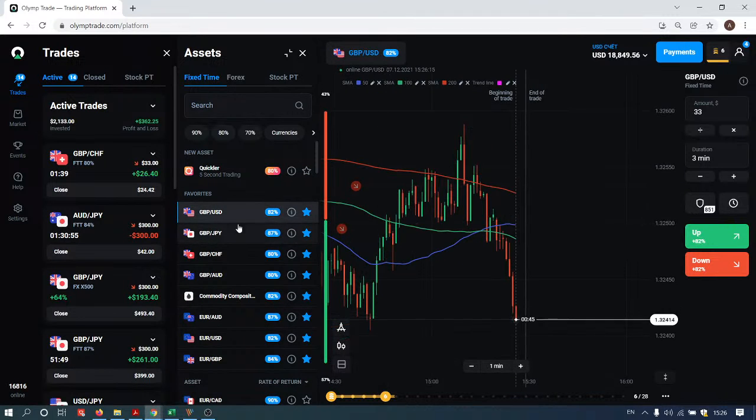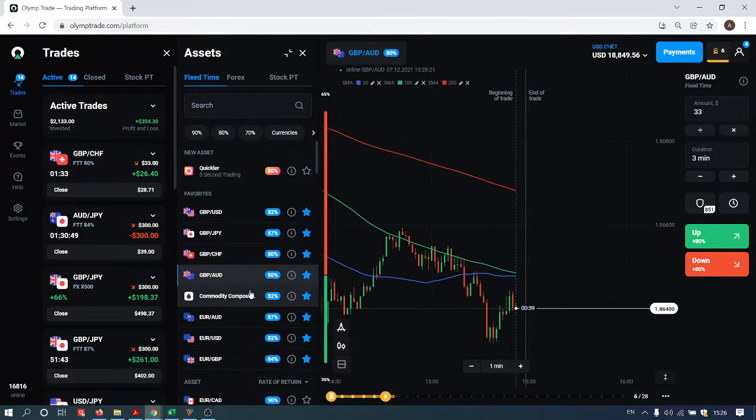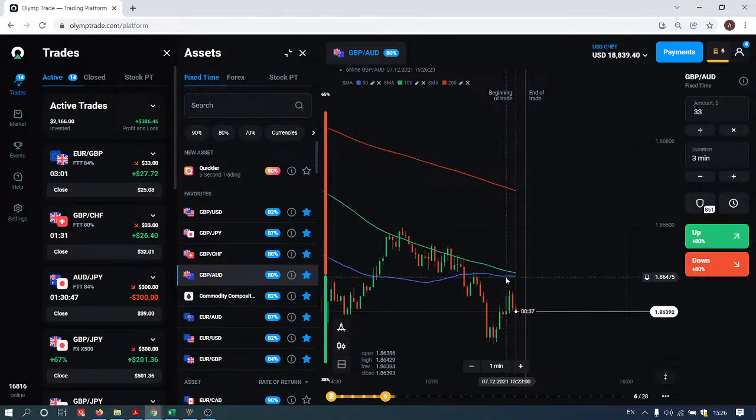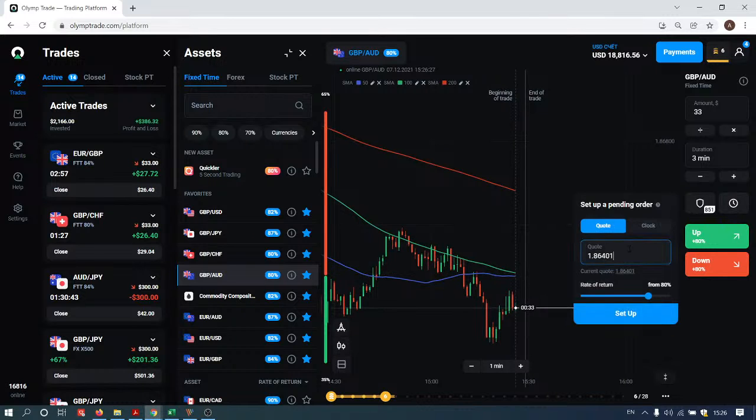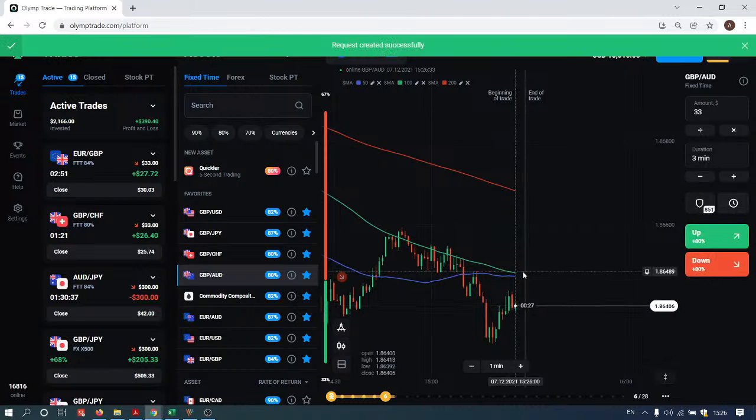Okay, let's go again. So GBP CHF, yes. GBP AUD, right. So let's set a pending order here. The price would be 475, the last digits. I press setup and then I click the down button, and here is my pending order.